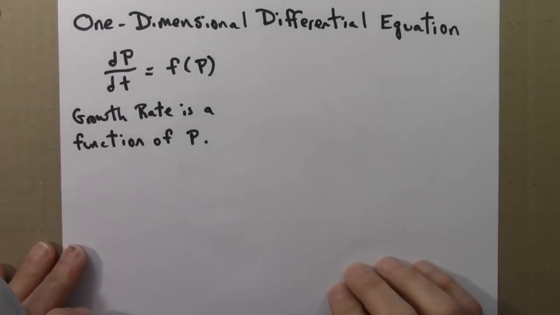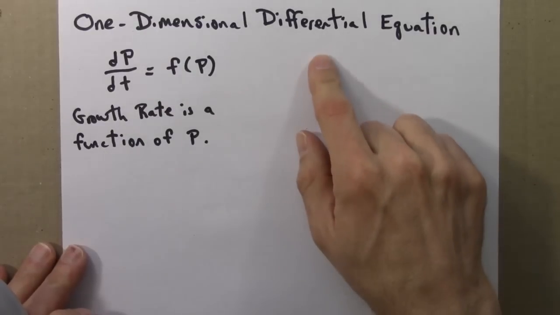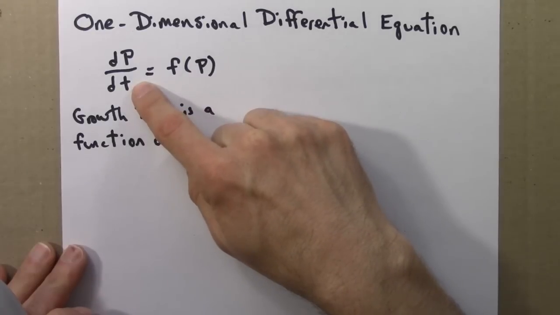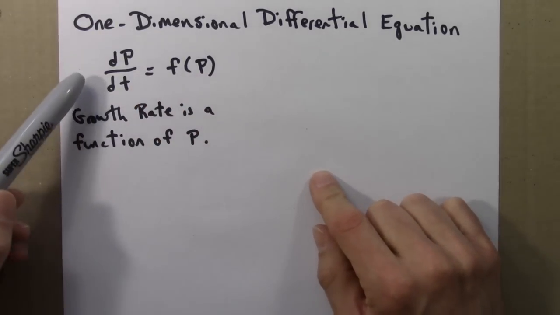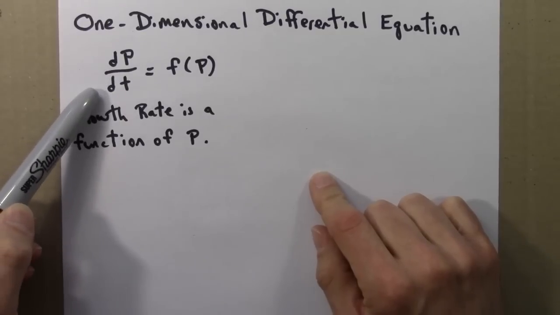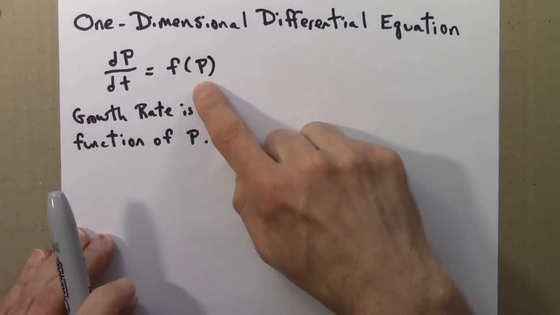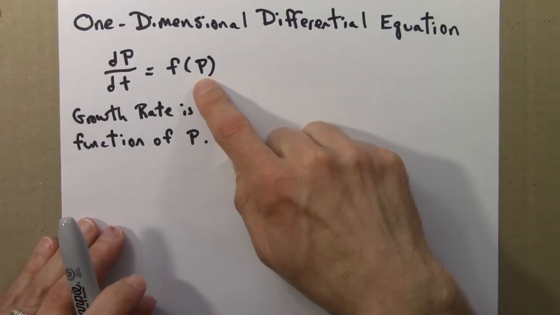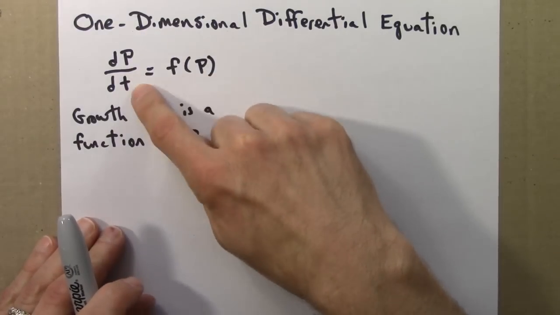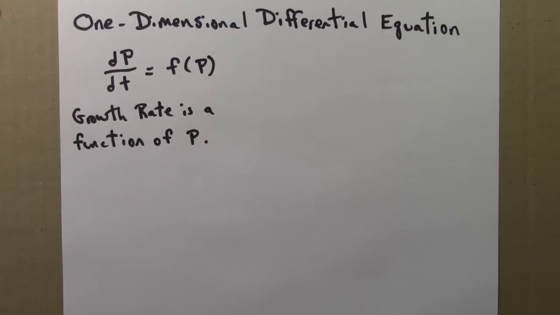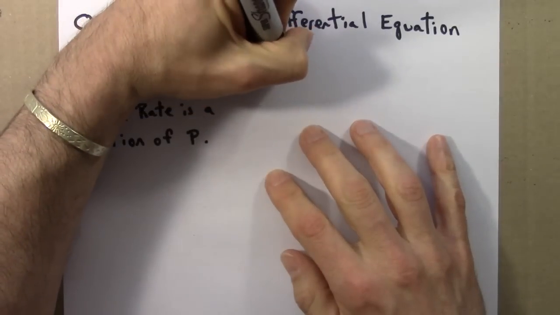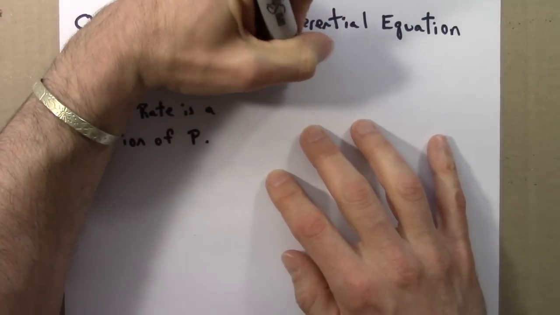In previous units, we've looked at one-dimensional differential equations. Let me remind you about that quickly here. So we've looked at equations of this form, dp/dt equals f of p. So this says that the growth rate of p is some function of p. Thinking in terms of a population, if I know the population p, this tells me how fast the population is changing. An example that we looked at in some detail is the logistic differential equation.